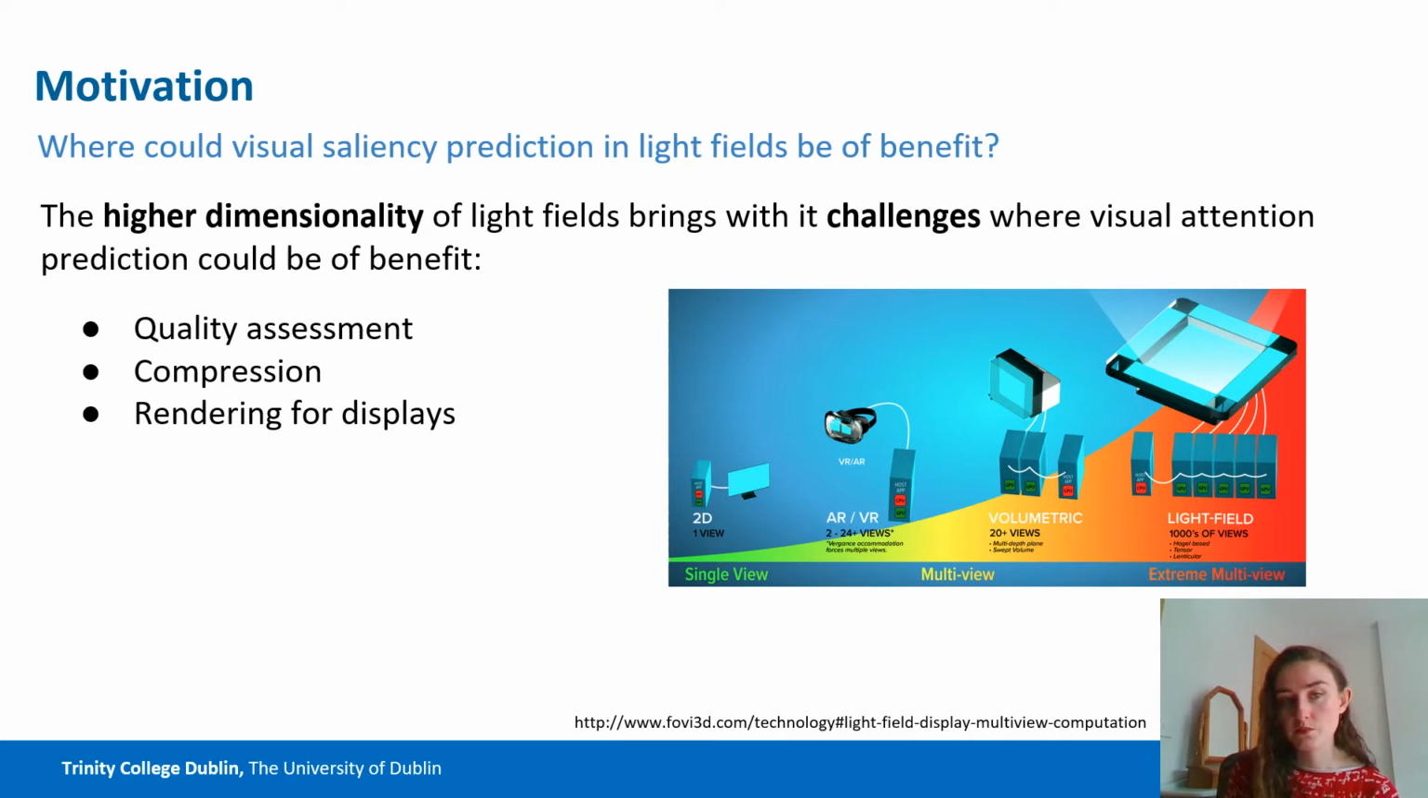Where could visual saliency prediction in light fields be of benefit? The higher dimensionality of light fields brings with it challenges. For example, when rendering light fields for displays, this high dimensionality can make rendering of light fields slow. And so visual attention prediction could allow us to keep a high level of detail in important regions, which we find to be highly salient, and allow artifacts in less important regions. This would mean that we could speed up light field rendering for displays, and visual attention prediction could also be of benefit in areas such as quality assessment and compression of light fields.